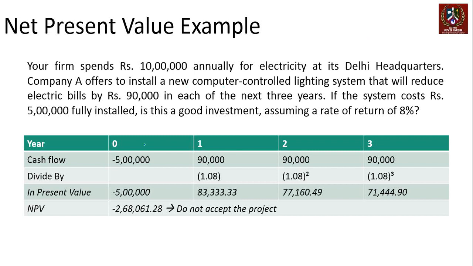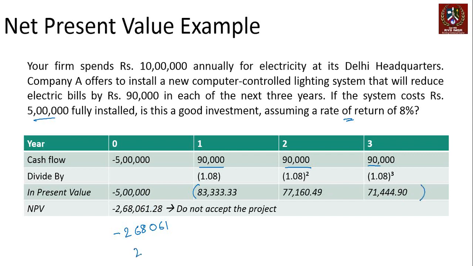Now, logically, to the naked eye itself, you are putting in 5 lakh and you're going to get 90,000, 90,000, 90,000. So that's 2 lakh 70,000. The payback period will not work, surely. So this is going to be a bad investment immediately. But let's also try and find out, assuming a rate of return of 8%, what is going to be the NPV. So we find the discount rates, and we discount this as well. And what we find is the NPV is about minus 2,68,061, right?